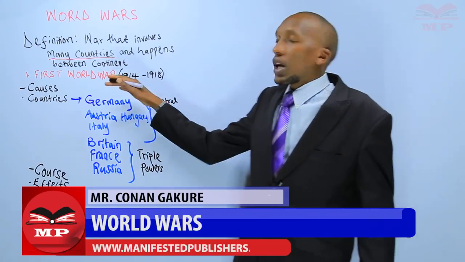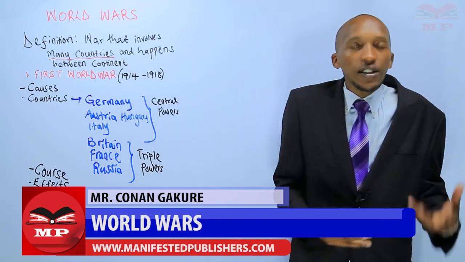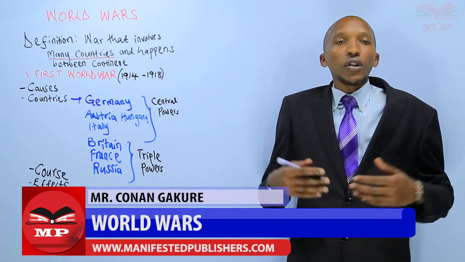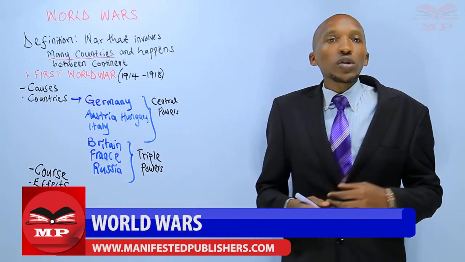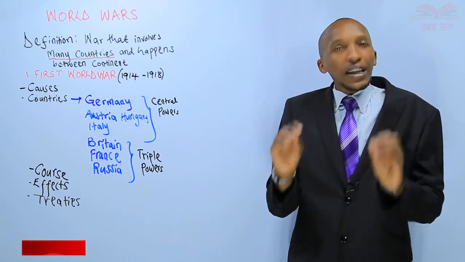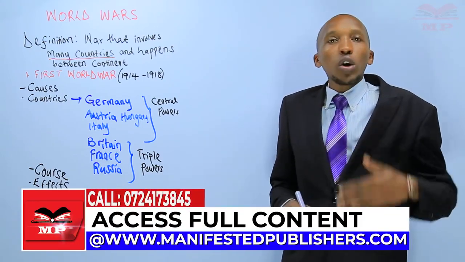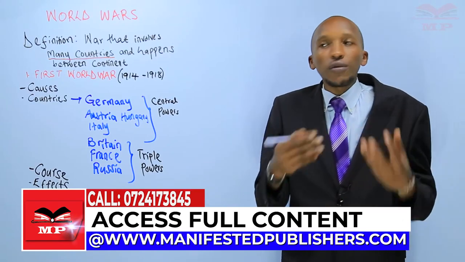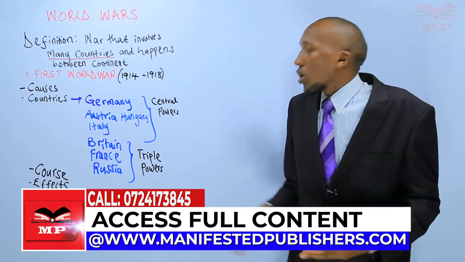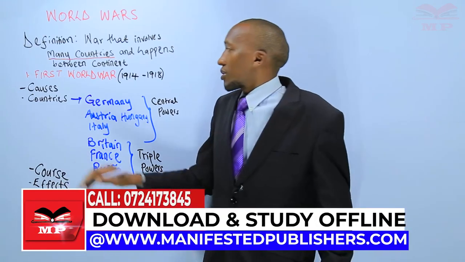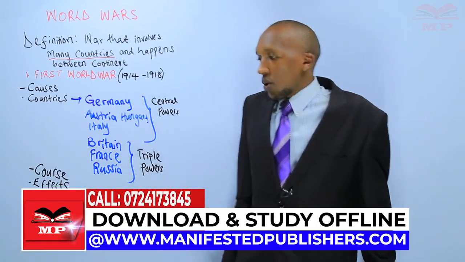Because in this World War, they were using different kinds of machinery, which was very devastating. A lot of lives were lost. So we shall look at what were the other effects, apart from loss of life, apart from loss of property, that were brought about by the First World War.